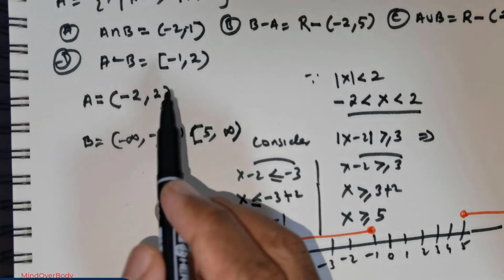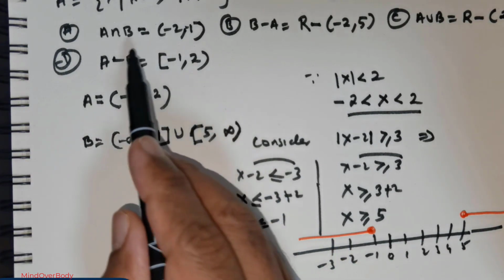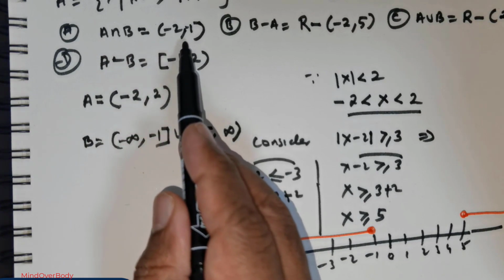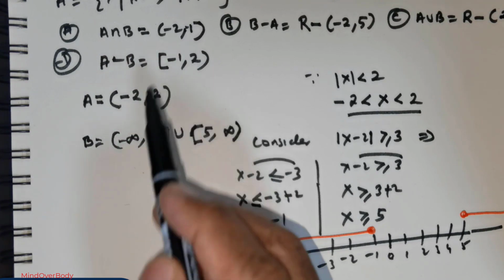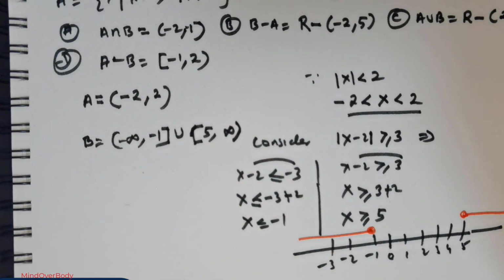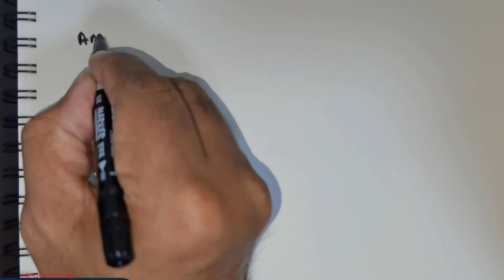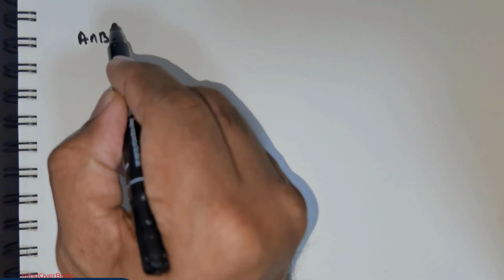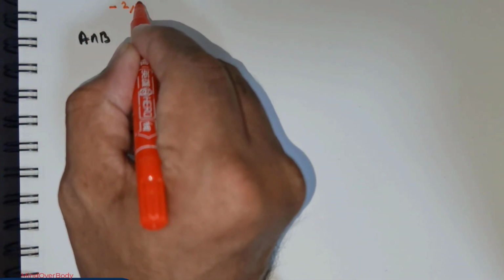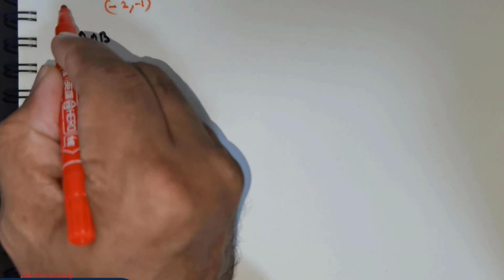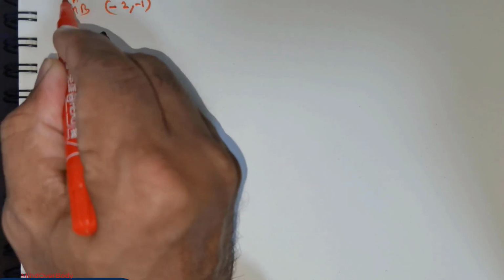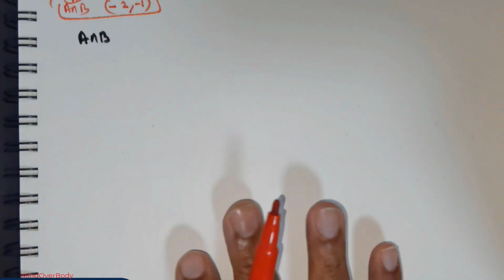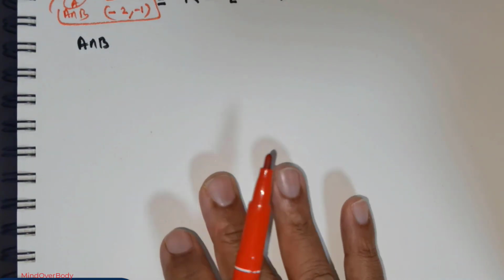Now the all important question is the choices. A intersecting B is (negative 2, negative 1). Is it true or not? Now we need to find what is A intersection B, because according to the choice, A intersection B is given as, let me write that down here, (negative 2, negative 1). Everything is open. This is according to choice number A. You can check it out. But I want to know whether this is what we are going to be getting.